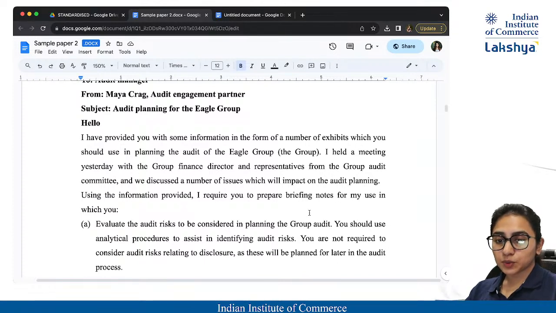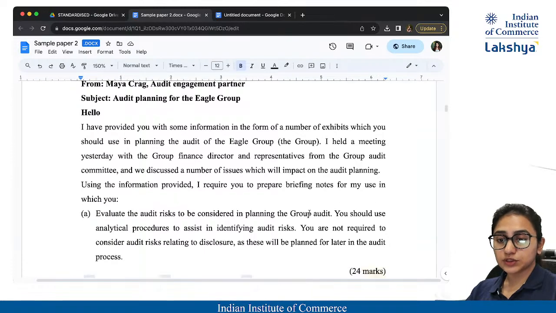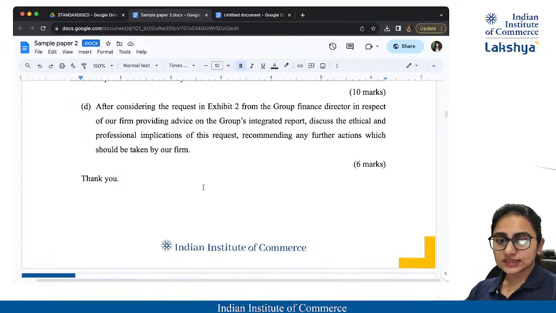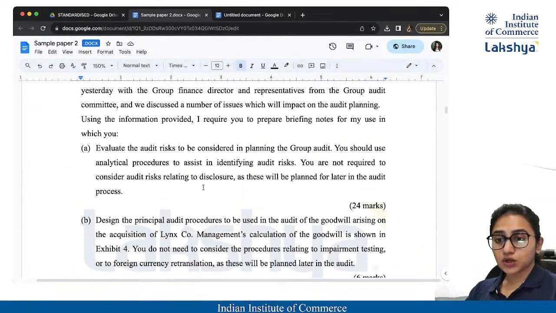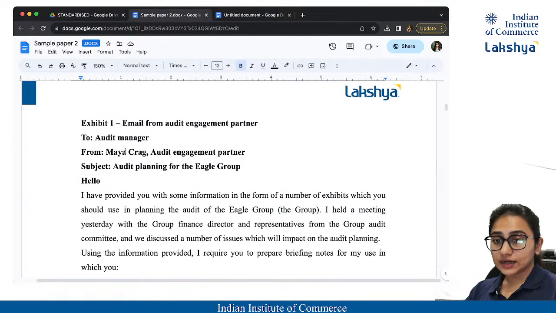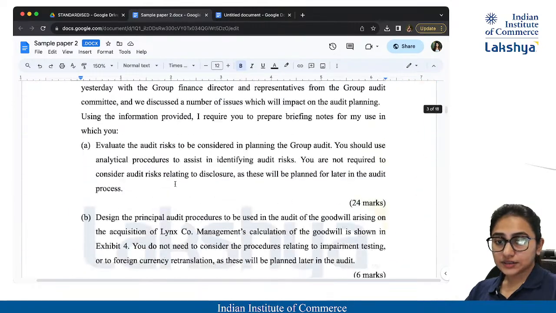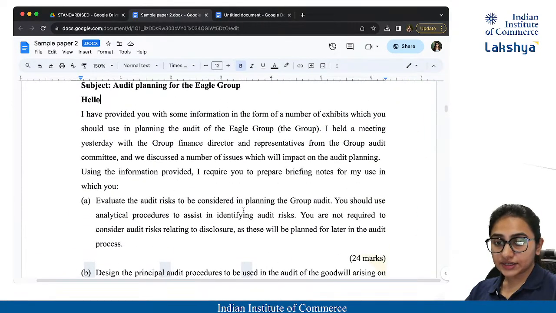Using the information provided, I require you to prepare briefing notes for my use in which you will evaluate the risk. This is what we read. So this is what is required by audit engagement partner Maya Karg. Okay. For that, I have to first identify the audit risks. So I will solve the first part first.